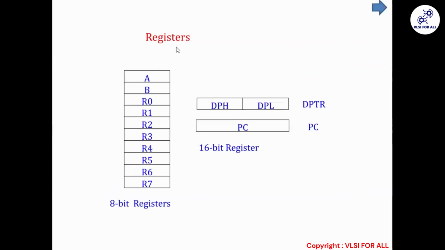Further, now, 8-bit registers. So how is the stack? A, B, R0, R1 up to R7. That way the registers are there. What is the width? 8-bit is the width. And which two are 16-bit registers? Program counter and DPTR. Obviously, this is in two parts: DPH, data pointer higher 8-bit, and DPL, data pointer lower 8-bit. So these are just the names I am putting in front of you for the registers.